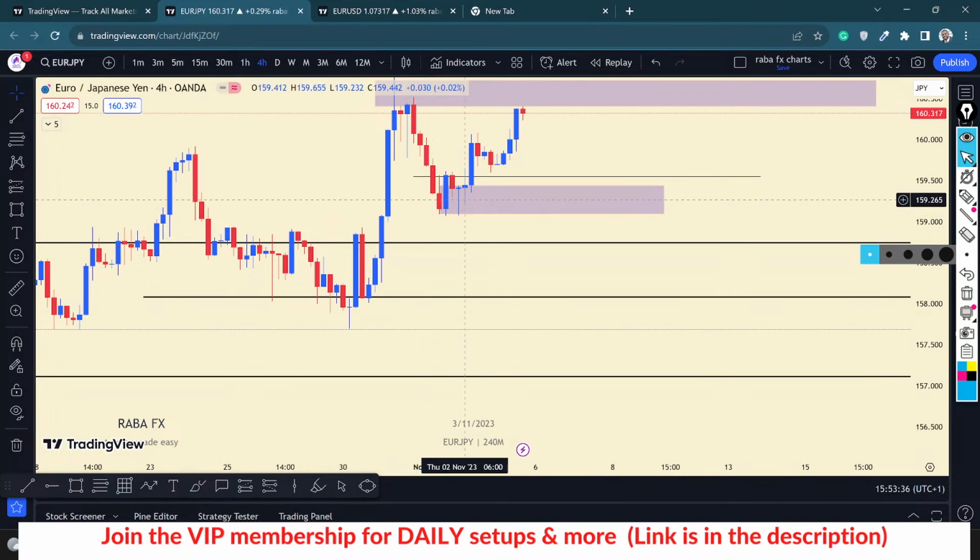Okay, so now this level is a good level for us to look for buy. So when price moves here, we can look for buy in here. If this level gives way, remember these are the best levels below the weekly line. All right, so those are the setups for Euro JPY. Let me look at the chart.